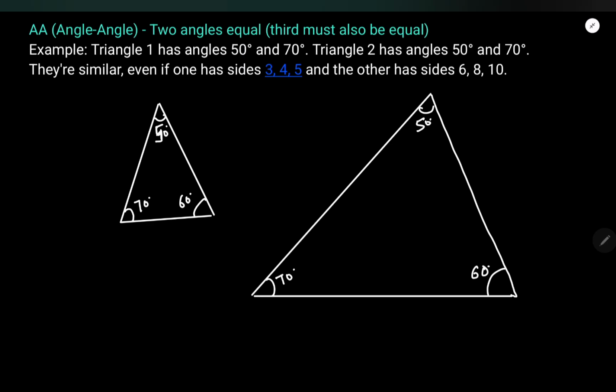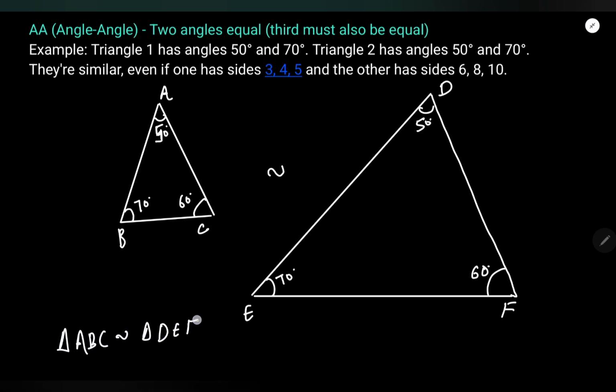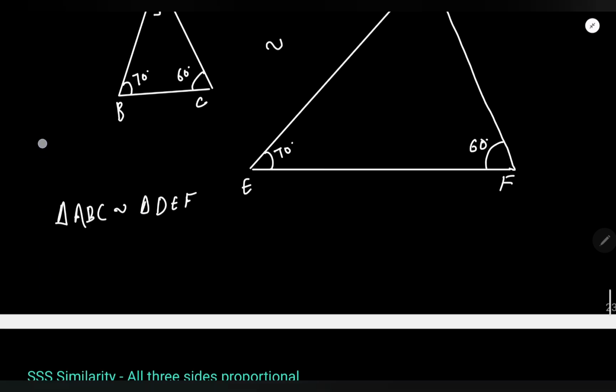Now these two triangles will have same shape because the angles are same, but the size will not be same. So these types of triangles are similar. This is ABC, this is DEF. Triangle ABC is similar to triangle DEF, right? Okay, this was angle similarity.